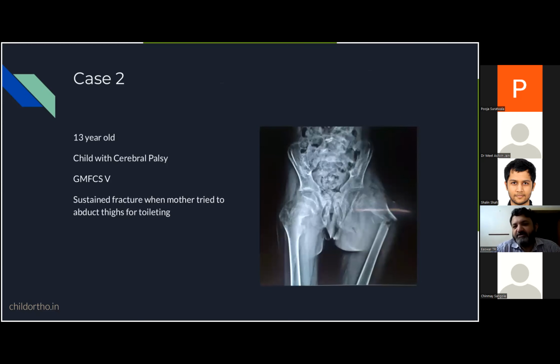This is a slightly different scenario. I thought of choosing different kinds of scenarios rather than speaking only about the routine traumatic things. So this is a cerebral palsy child who is completely bedridden, GMFCS 5, fully activity daily dependent. And this fracture was sustained when the mother tries to abduct the thighs for a toileting purpose.